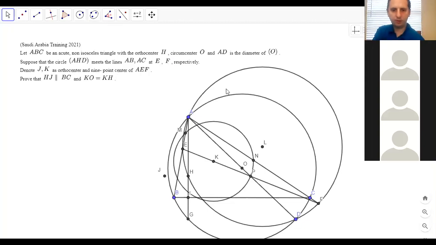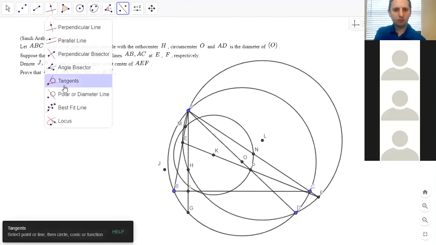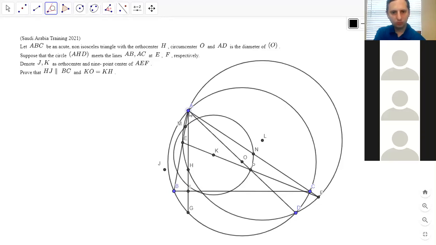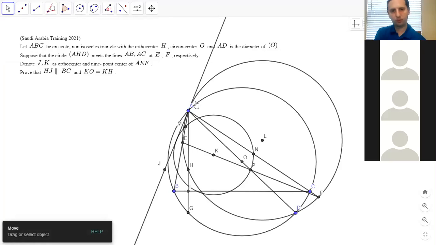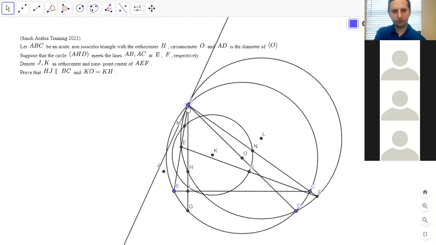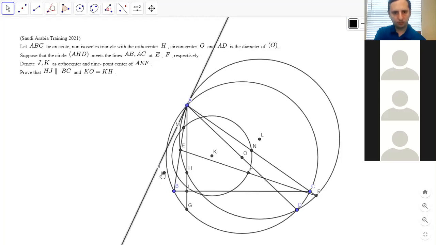Maybe we could project AEHF onto the circle ABC. So if we project through A onto it, we would get A. We'd have to draw the tangent to that circle at A. So basically, we need to show, if we draw the tangent to that circle at A, and it looks like that passes through J. So I don't know if that's obvious. Oh, no, it doesn't.